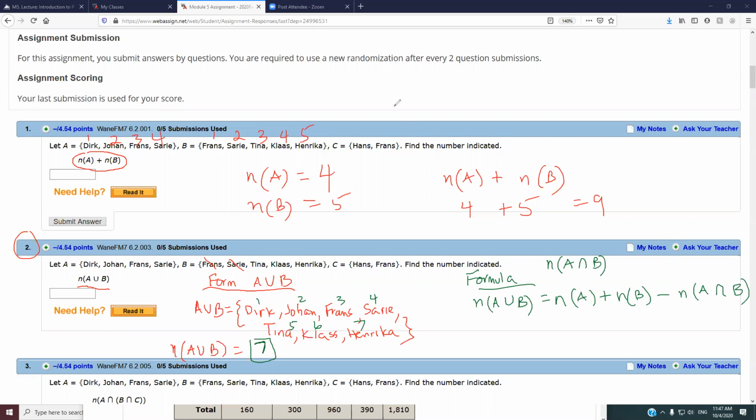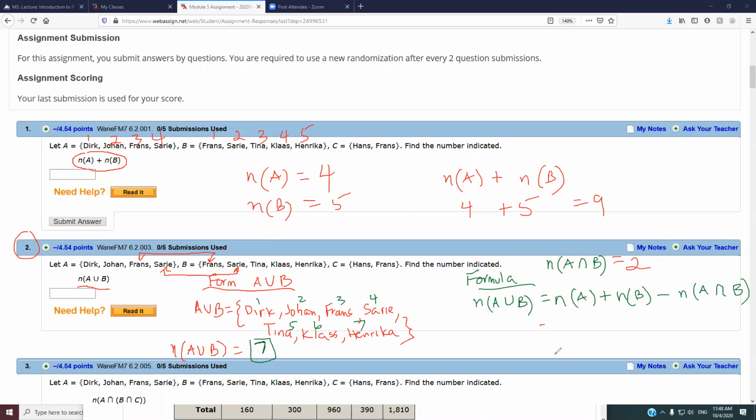Well, the intersection is the number of elements that are in both sets, right? What's in common? So let me check it out. What's in common between set A and B? Well, I'm noticing Franz is in common. And I'm also noticing Sari is in common. So there's 2 elements in the intersection. So this is going to be 2.